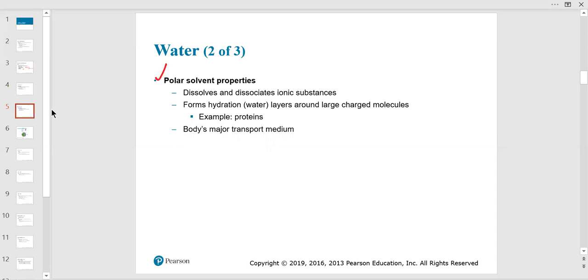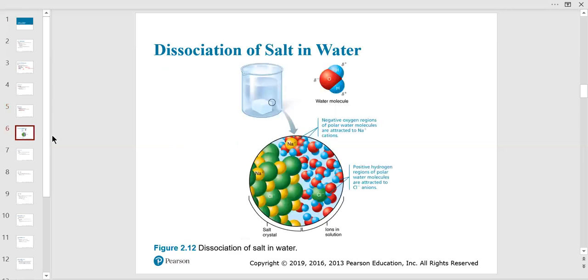Polar solvent, universal solvent, right? Dissolves things like solutes, ions. Good hydration, of course. And here's a good one too: it's a major transport medium, like in the blood. Again, 80% water. The plasma is water. It's a medium for moving things around.